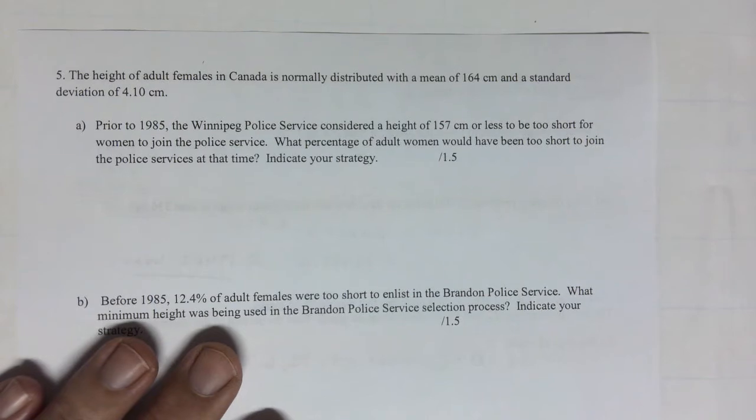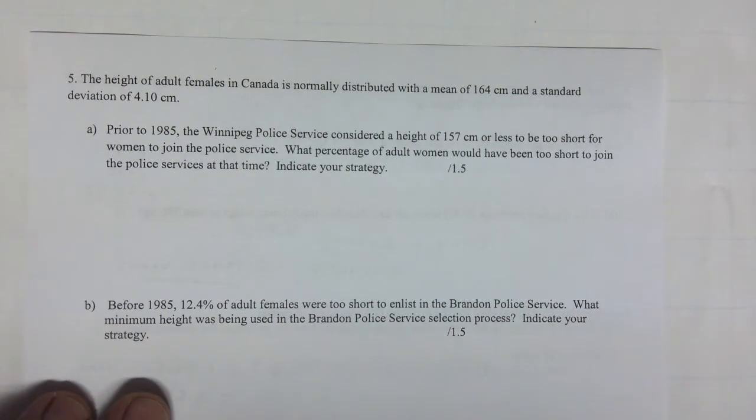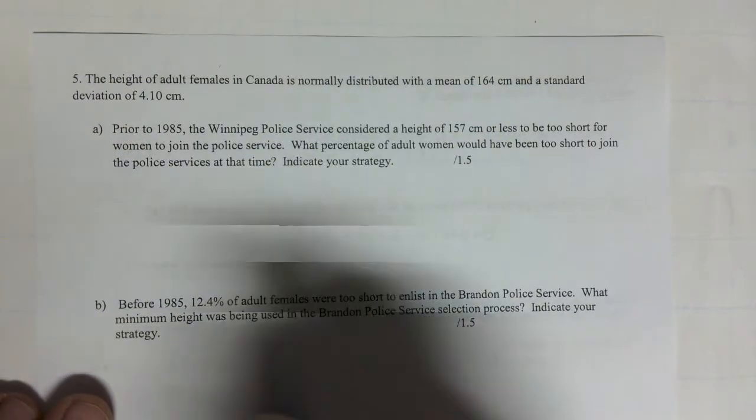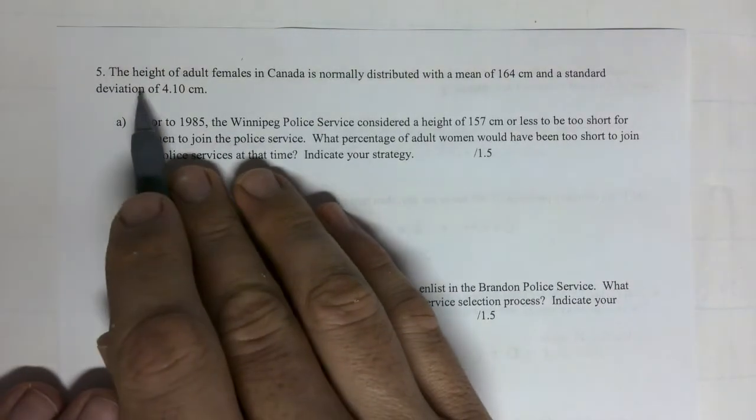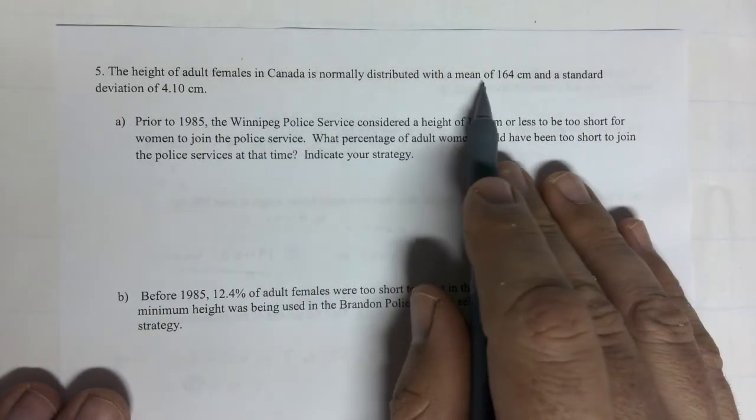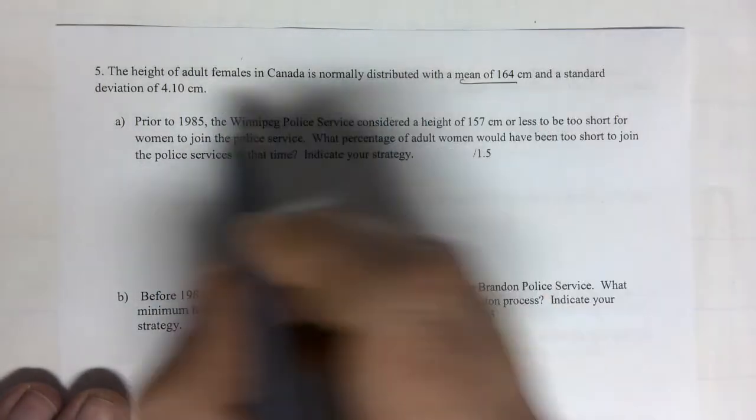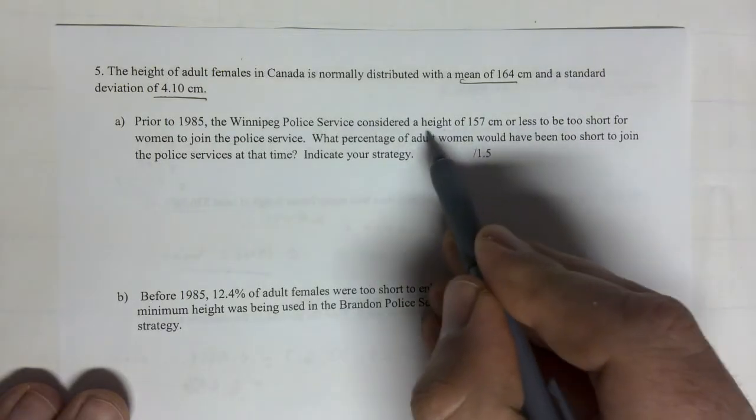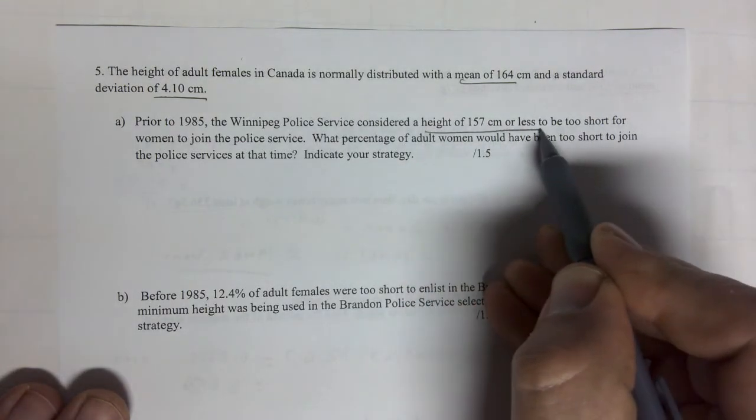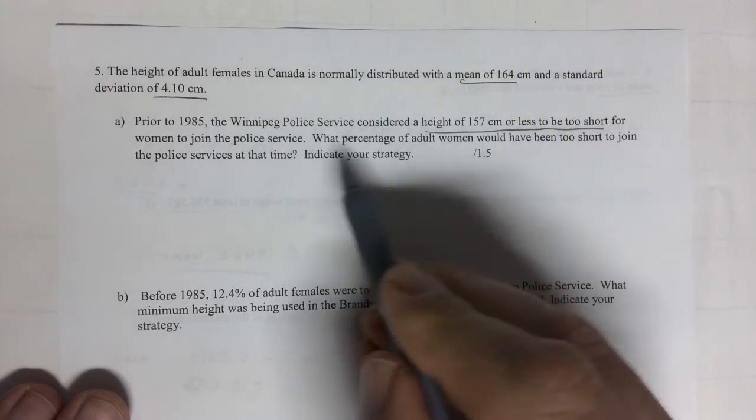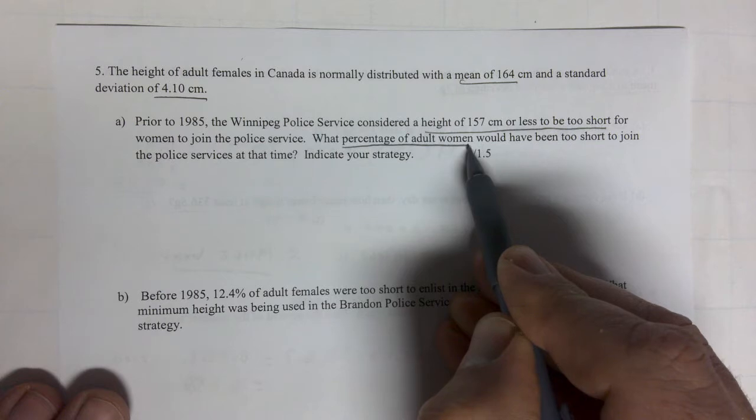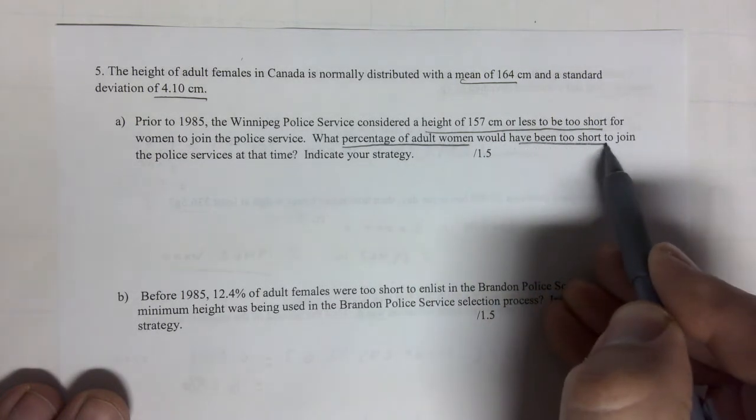And last question here before we continue, or before we're done, I guess. And you're about to write this quiz, so I gotta hurry. The height of the adult females in Canada is normally distributed with a mean of 164 and a standard deviation of 4.10. Prior to 1985, the Winnipeg Police Service considered the height of 157 or less to be too short for women to join the service. What percentage? So they're asking for the percentage of adult women who would have been too short to join the police service.